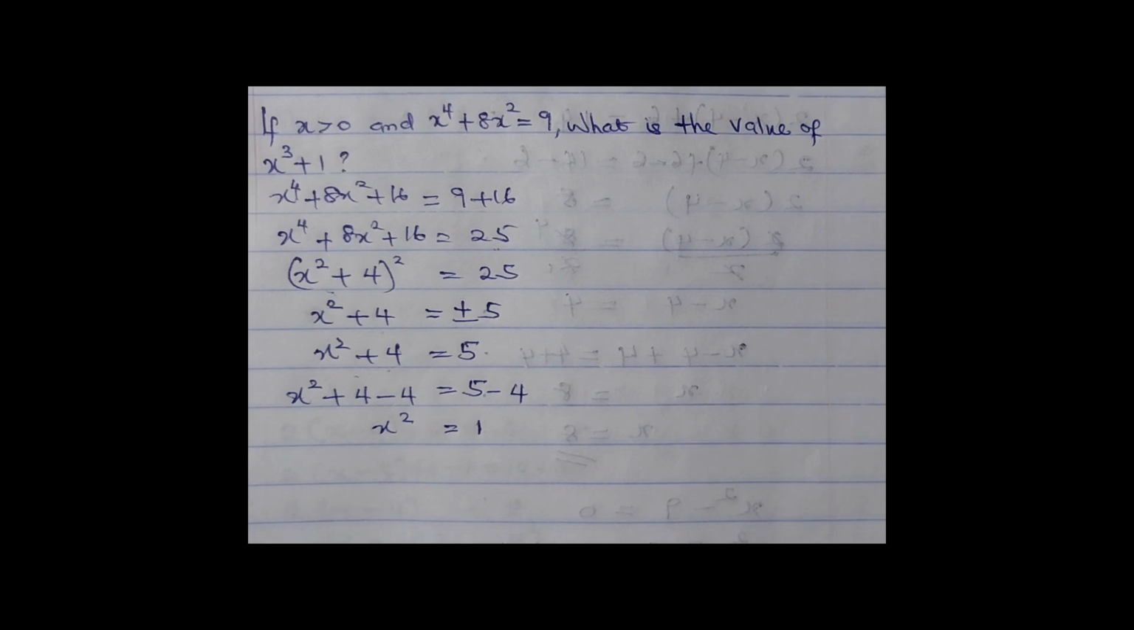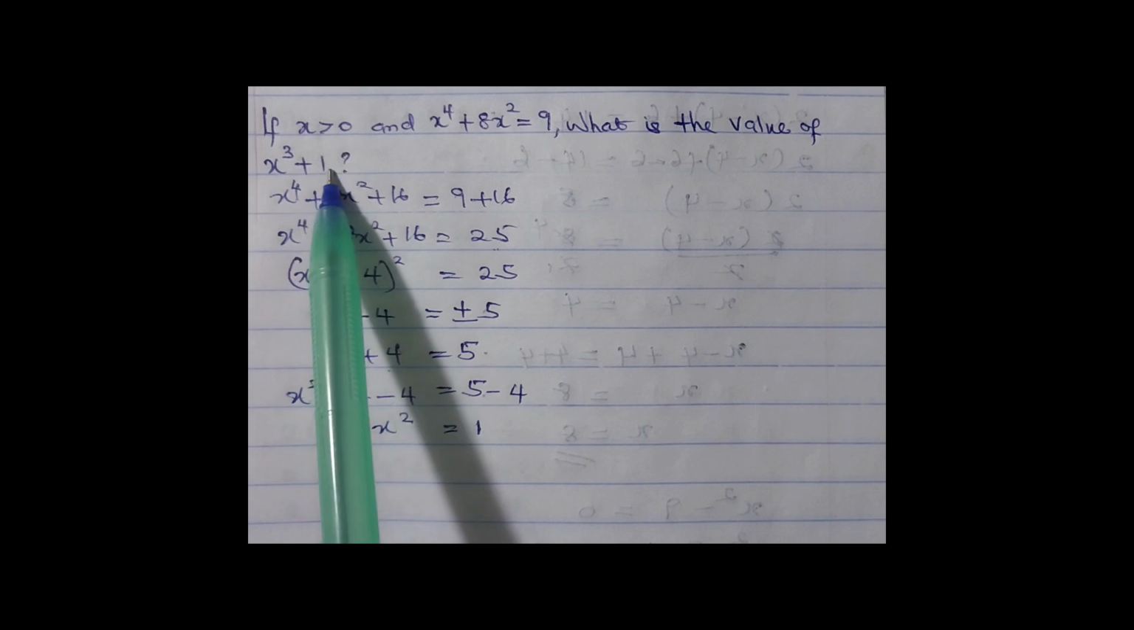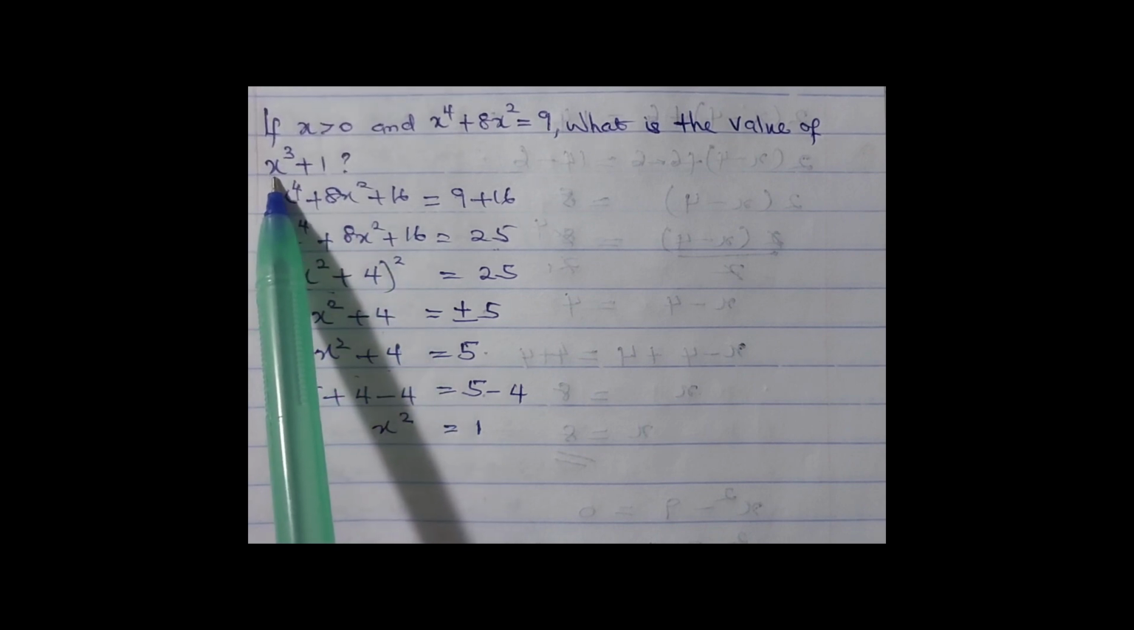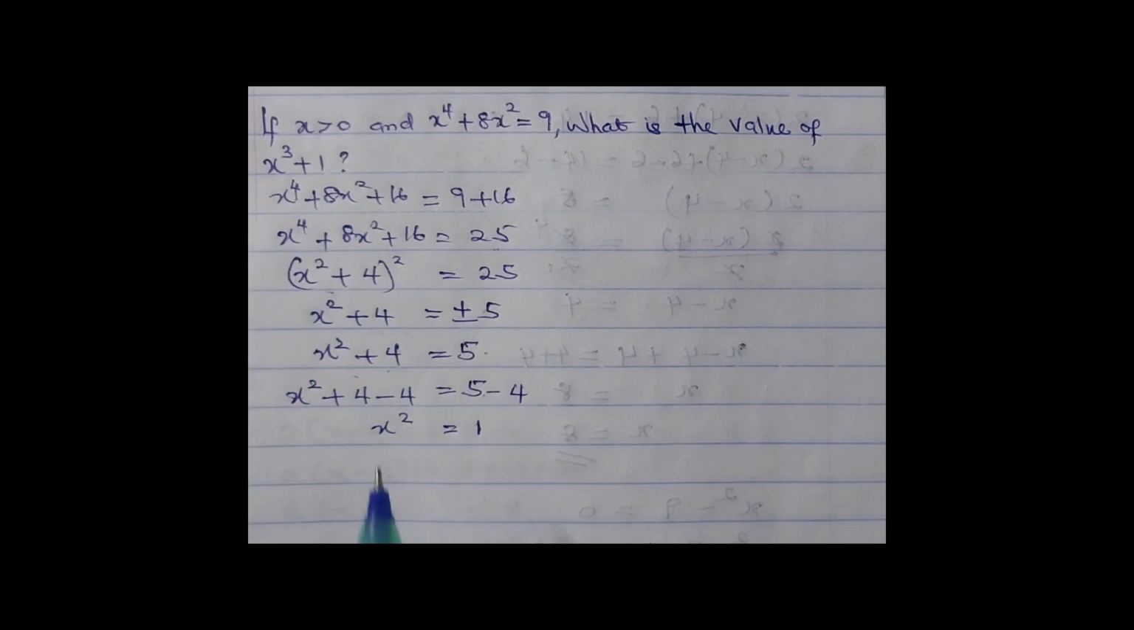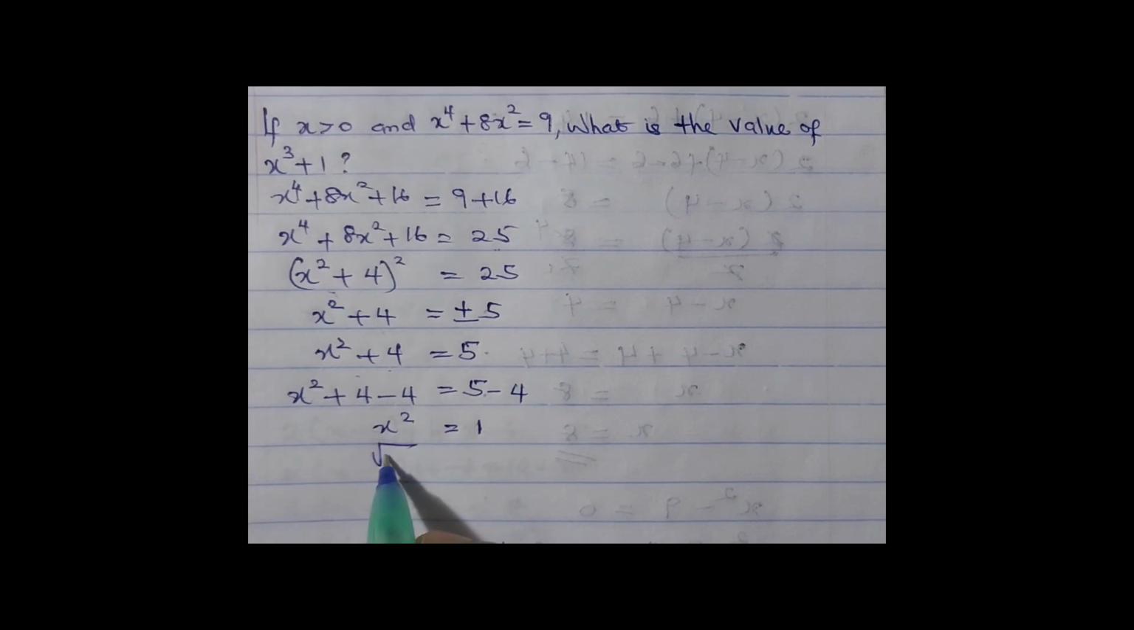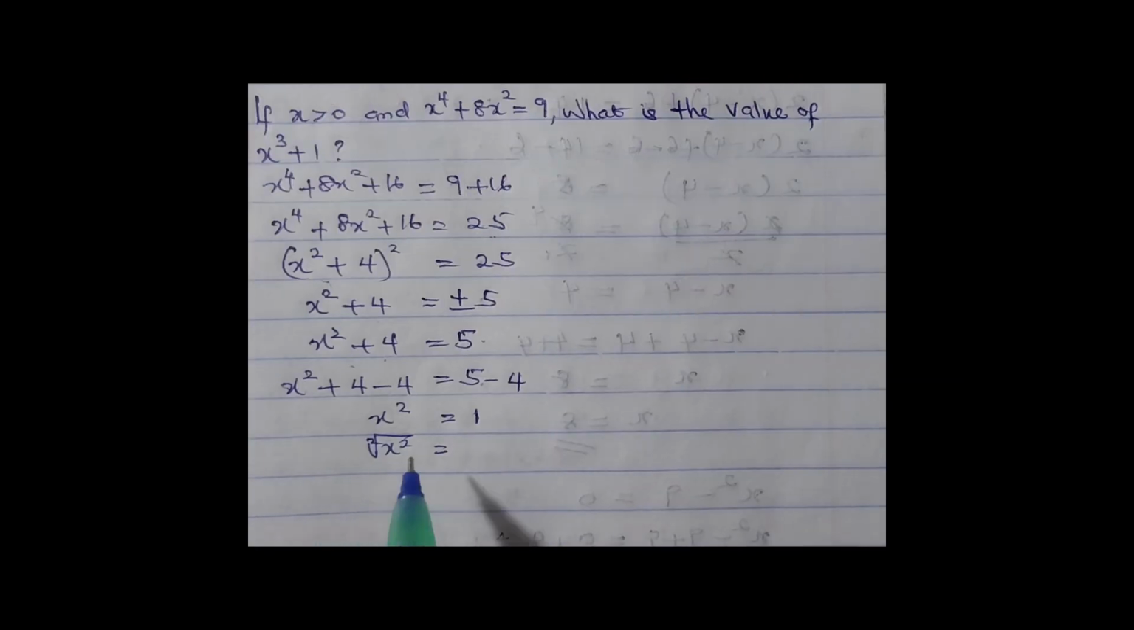So now we have to also find the square root of x squared to get the value of x, because we actually need the value of x to be able to solve for this equation x raised to the power 3 plus 1, so that we can easily substitute our value of x to get the answer that we're looking for. So if we find the square root of x squared and also find the square root of 1, we'll be left with the square root of x squared is equal to the square root of 1.